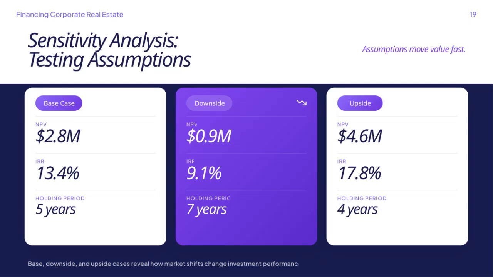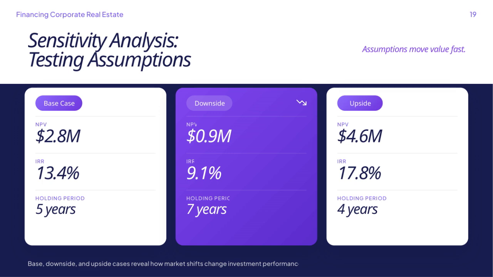Here, we're looking at three different scenarios to understand how shifts in the market can affect investment performance. Starting with the base case, we see a net present value of $2.8 million and an internal rate of return, or IRR, of 13.4% over a holding period of 5 years. This represents our most likely outcome based on current assumptions. In the downside case, the NPV drops significantly to $0.9 million, and the IRR falls to 9.1%. Additionally, the holding period extends to 7 years, reflecting a slower return under less favorable market conditions.